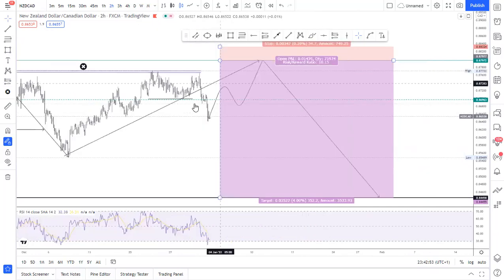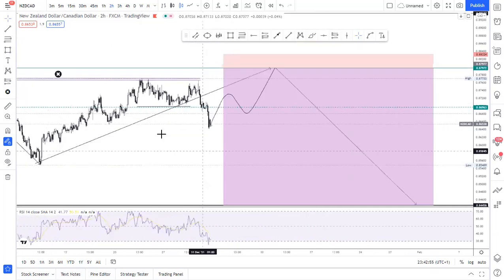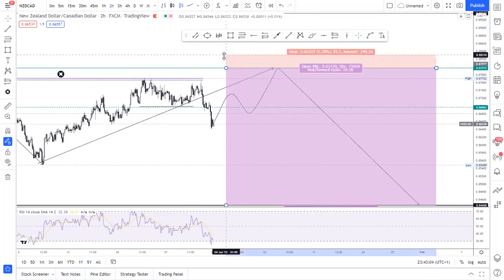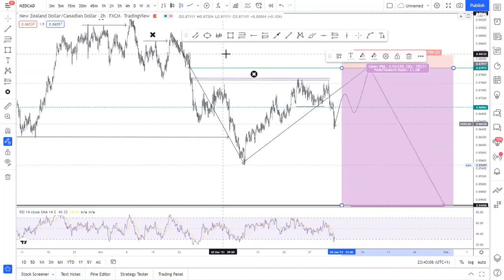Right, this drop here, for me, I feel it's a fake drop just to lure people into the sell. I still anticipate price to go back up before we get that final drop on the chart.